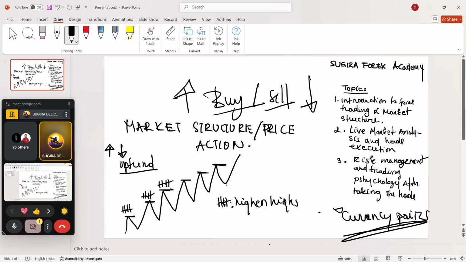So in an uptrend in general, you can see we have this highest point in the market, and we also have this lowest point in the market. This is what we call higher lows.